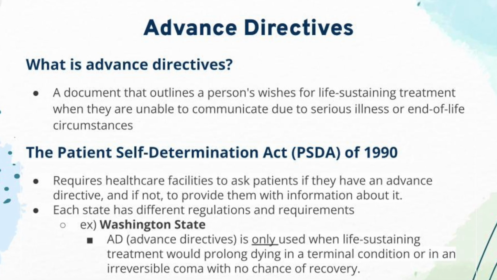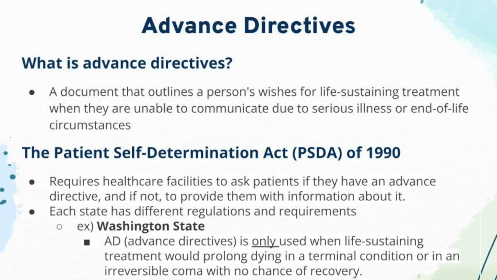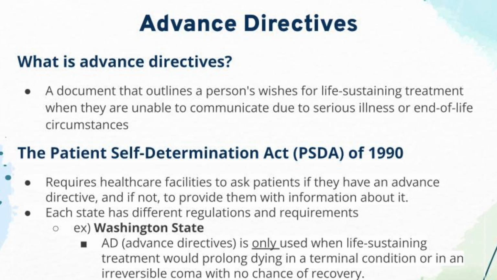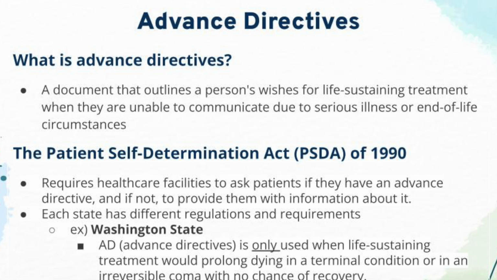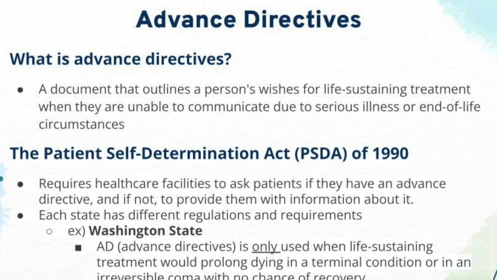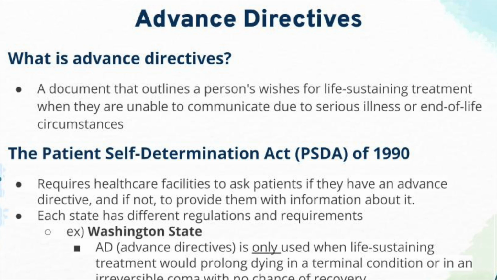Also, as a future physician, it's important to keep in mind that the specifics of advanced directives can vary from state to state. So, for example, in Washington state, the advanced directive is only applied when life-sustaining treatment would unnecessarily delay the dying in terminal cases or when a patient is in an irreversible coma.